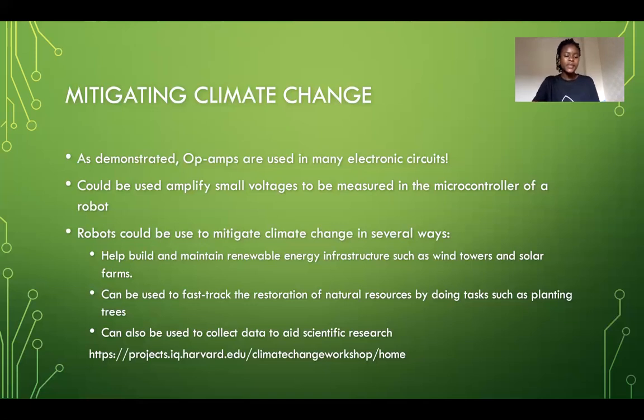So those are the three things: helping to create renewable energy infrastructure, helping to fast track restoration, and also being used to collect data to aid scientific research. Yeah, I hope this is useful and this gives you something to think about.